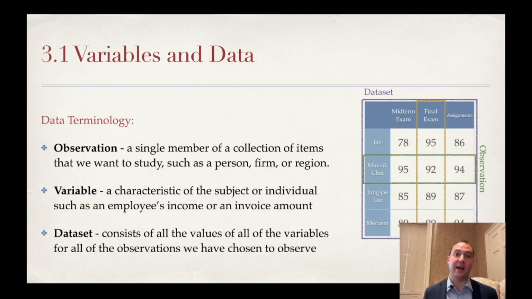So we may have different individuals. Those might be people, students, they might be companies. And we have characteristics of each one of them. Now, why do we put each observation as a row and each variable as a column? Each column represents a characteristic.